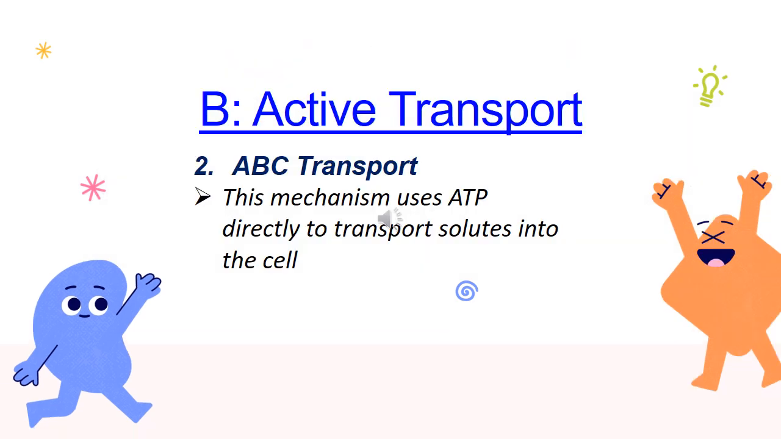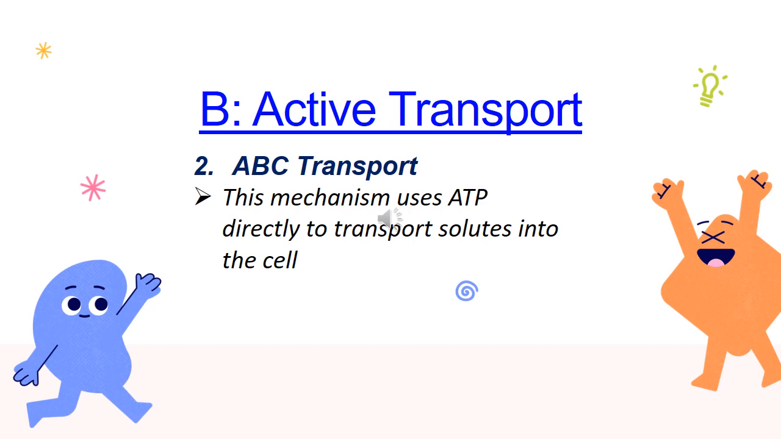Another one for your active transport would be your ABC transport. So this mechanism uses ATP. ATP means your adenosine triphosphate, which is source of your energy. So therefore, the mechanism utilizes ATP directly to transport solutes into the cell. So these proteins function by transferring the bound substrate to a membrane-bound protein complex. And of course, once there is a hydrolysis of your ATP, it then triggers the energy that is used to open the membrane pore and allowing the unidirectional movement of the substrate into the cell.